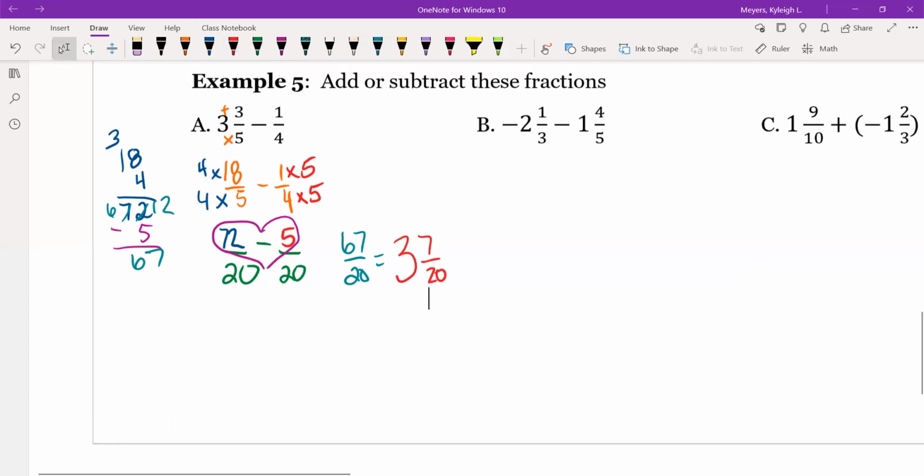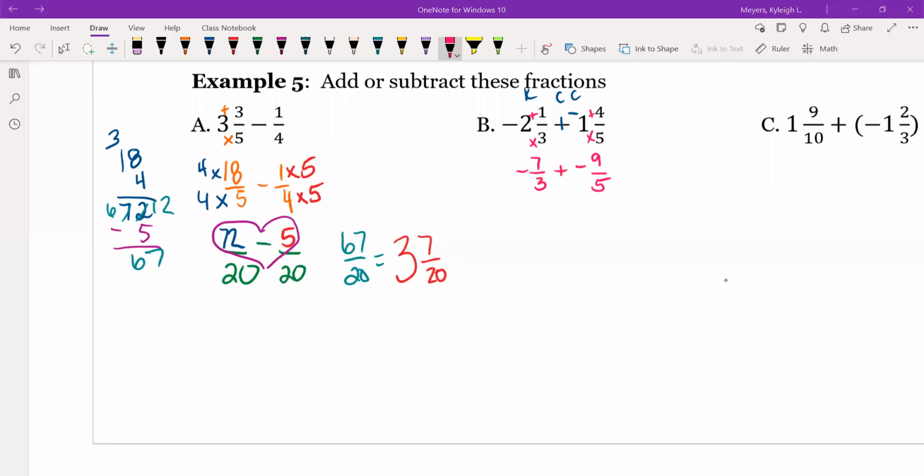I want you to try B and unpause every couple seconds because I'll be showing my work intermittently. Okay, first thing I did was keep change change. That way I have plus 2 negatives. And then I made them improper. And I got 7/3 and 9/5. And then I need to figure out, okay, what do they go into? So I figured out they both go into 15.